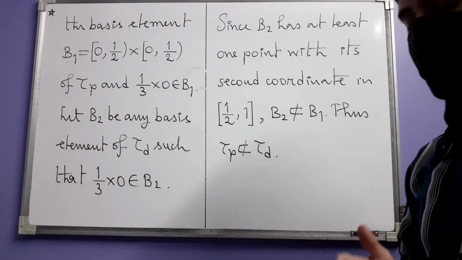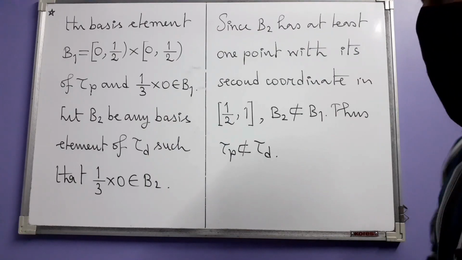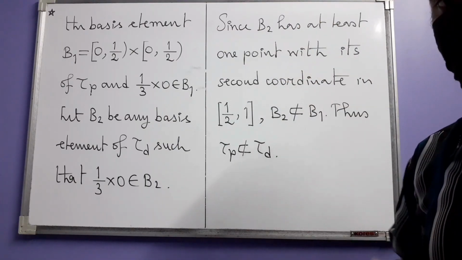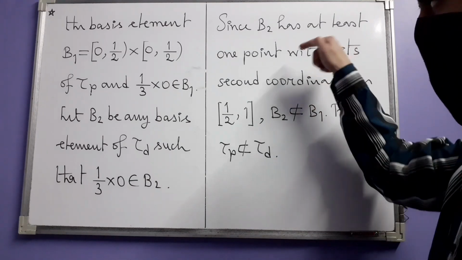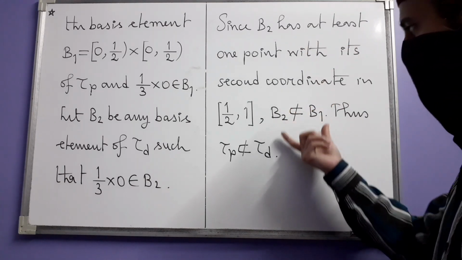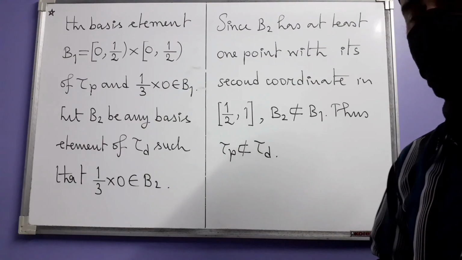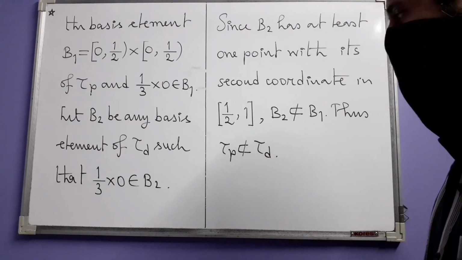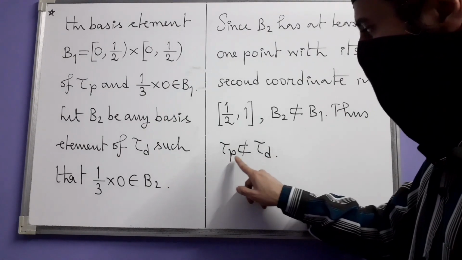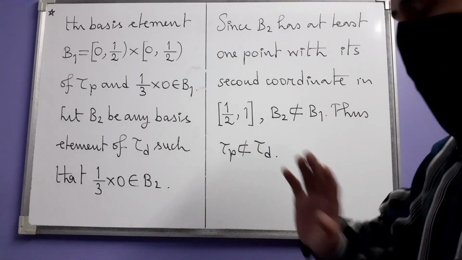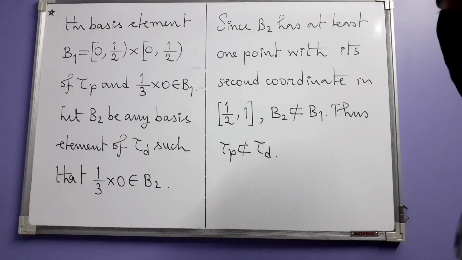You are well familiar with these topologies by now. So you think of why B2 is like this. You do that part yourself, you will realize that yes, this is the case. And because of this fact, tau P is not contained in tau D, or we can say it more nicely like this, that tau P is not coarser than tau D, or tau D is not finer than tau P.